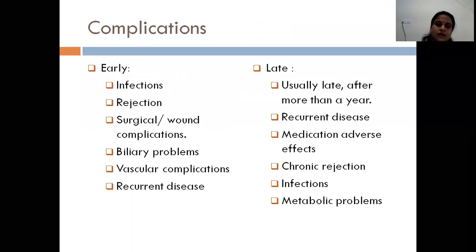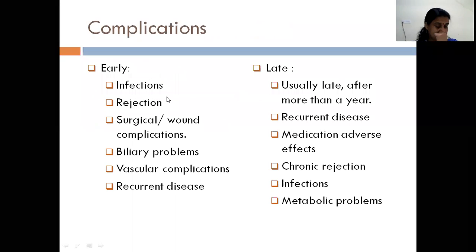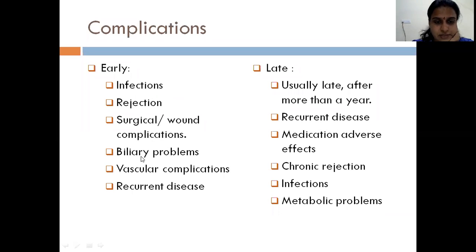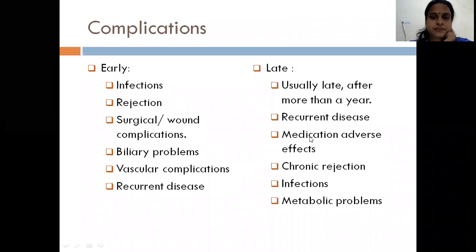So, certain other complications. Early complications are infections, initially early infections, rejection, surgical or wound complications, biliary problems, vascular complications, and recurrence of the initial disease in the host. All these are early complications. Okay, these are all self-explanatory.